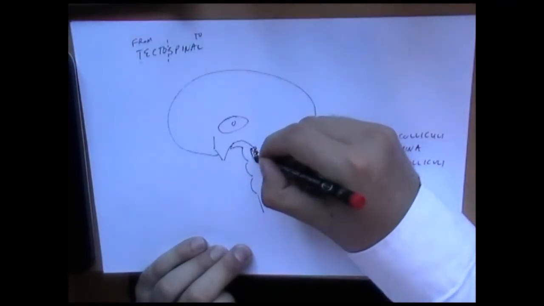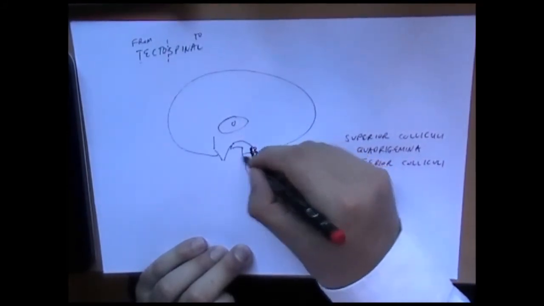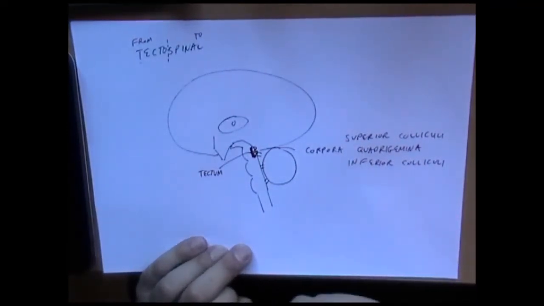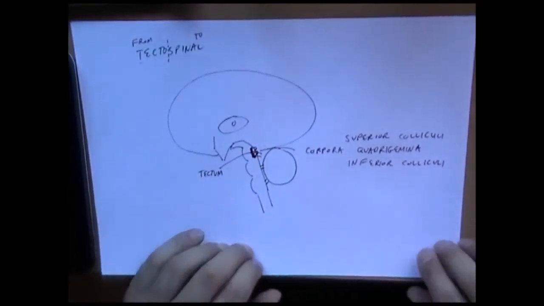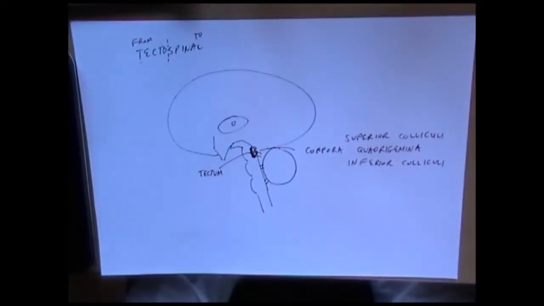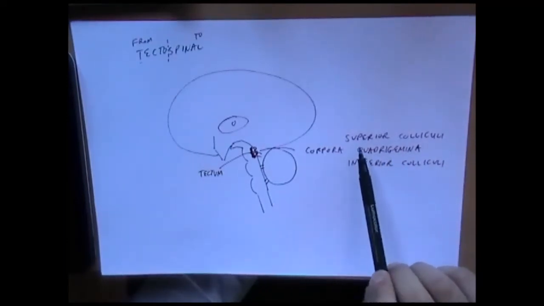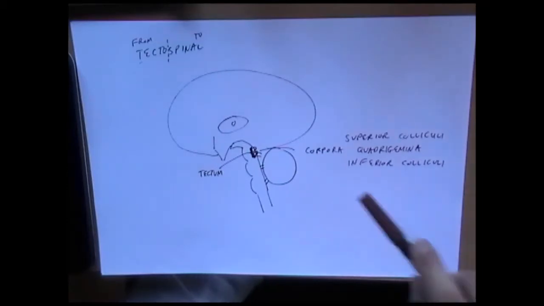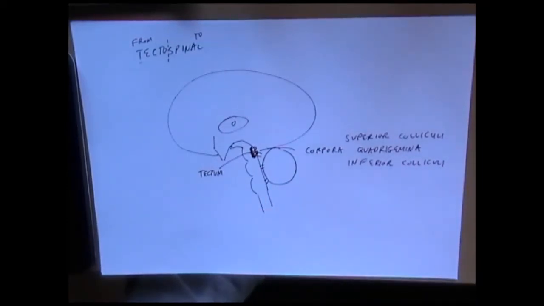And the region just underlying the corpora quadrigemina is referred to as the tectum. So this is where this tract actually begins. And it's in close association with the superior and inferior colliculi, and already we can guess that this tract is involved in reflexes and reflex movements, depending on what is stimulated through our visual reflexes or stimulated by our hearing reflexes. So if you hear a loud noise and you suddenly turn towards that noise, this is a tract that's involved. Or if a loud flash of light causes you to turn your head, this is a tract that's involved.